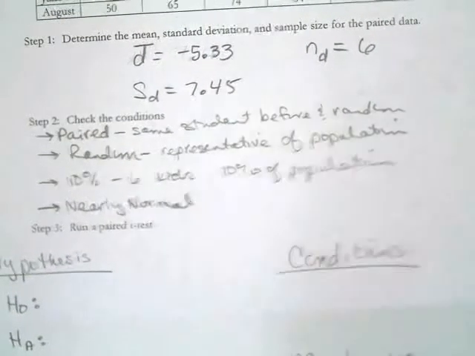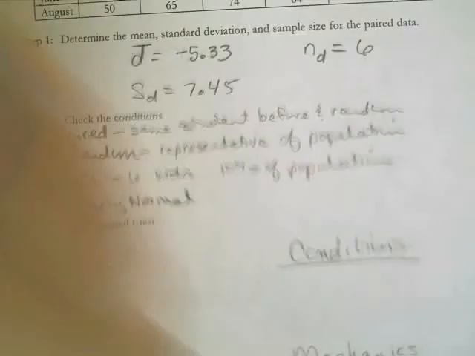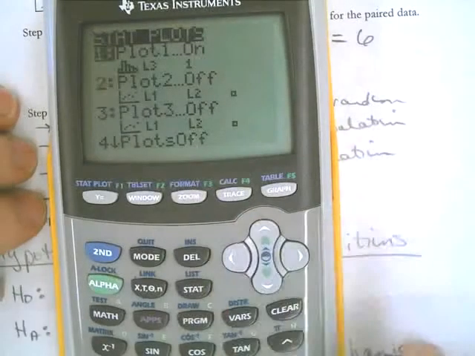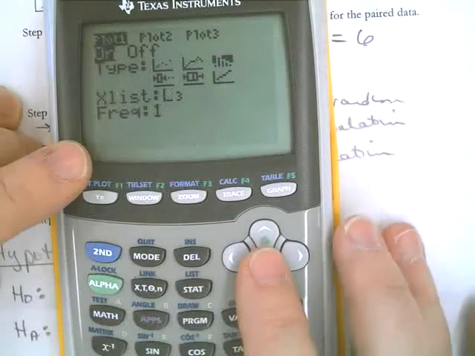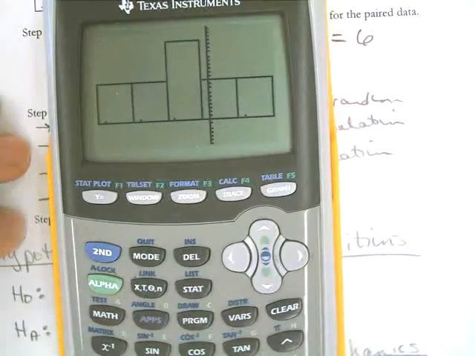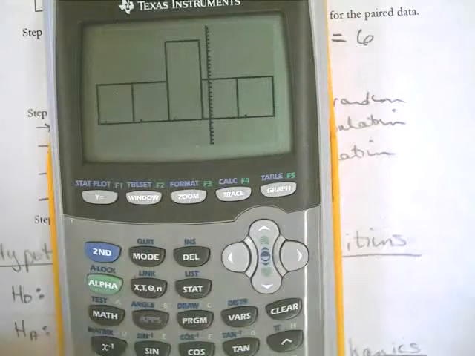And then let's look at the nearly normal condition. So I'm going to turn on my stat plot. I had already changed it to L3 so we can graph. And that's pretty good. That's nearly normal, okay? So the histogram looks normal.